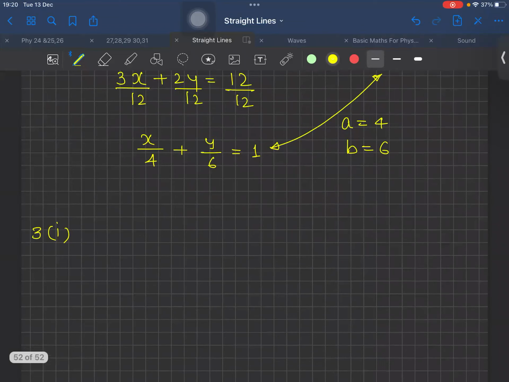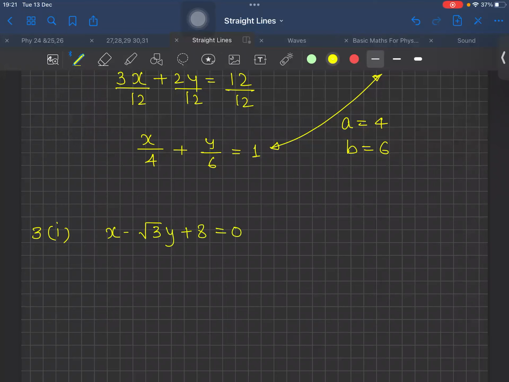Okay. Now do question number 3(1). Reduce the following equation into normal form. Find the perpendicular distance from the origin and the angle between the perpendicular and the positive x-axis. Okay, this one is big. x minus root 3 y plus 8 is equal to 0.